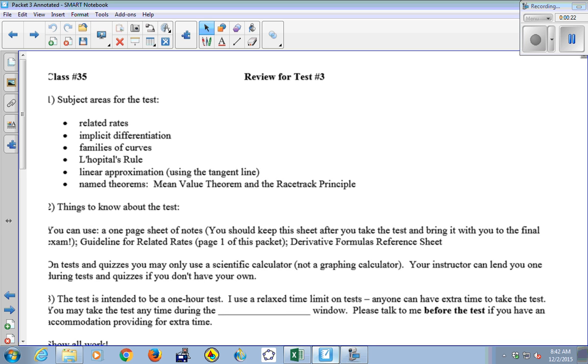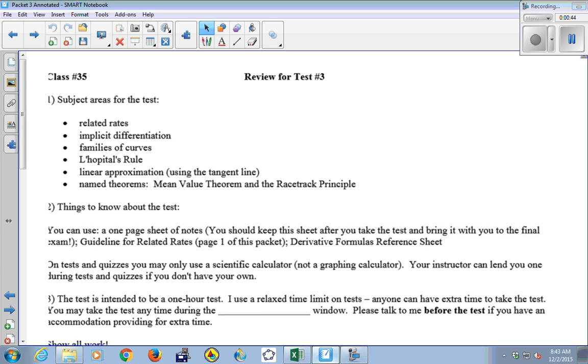Families of curves, right, where I give you a function that has like some parameters in it, like some a's and b's, and I ask you to solve for the a and b that gives you certain characteristics. L'Hopital's rule. Always be sure to check that you can use L'Hopital's rule before you try to use it, right? Make sure it gives you 0 over 0 or infinity over infinity.